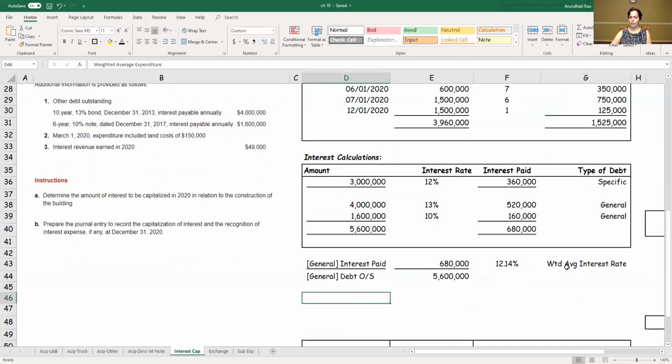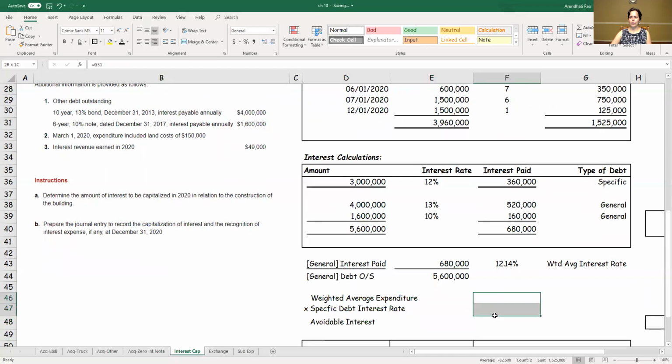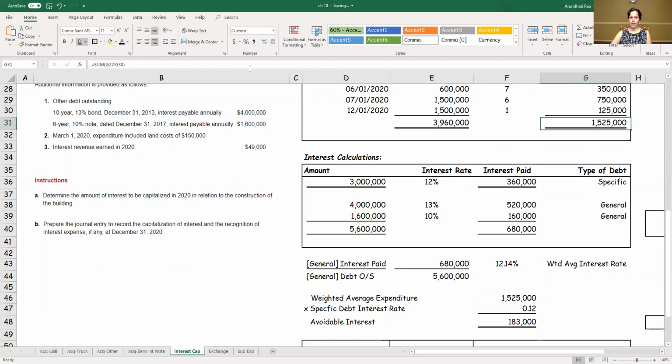Okay. Now, the weighted average expenditure multiplied by the specific debt rate will give me the avoidable interest. So the weighted average expenditure, that's a number over here, what we've done. I'm going to highlight that number here. The weighted average expenditure times the specific debt rate, since it is below the $3 million that I already had borrowed for this project, that's the avoidable interest.